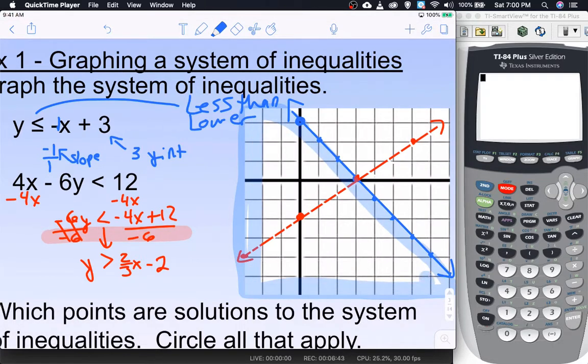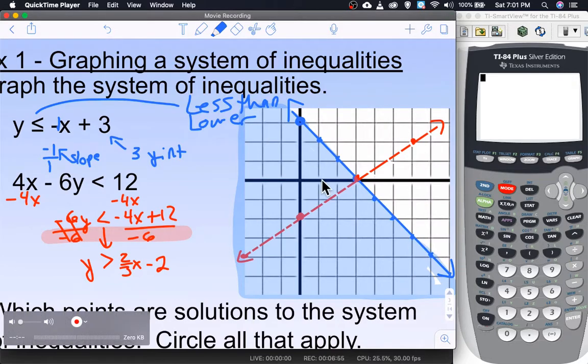Now I'm going to caution you that I'm going to shade a couple different ways throughout this lesson. This is the first way that people learn to shade. There's a better way I'm going to show you shortly. Okay, so this is the shade of this blue line.